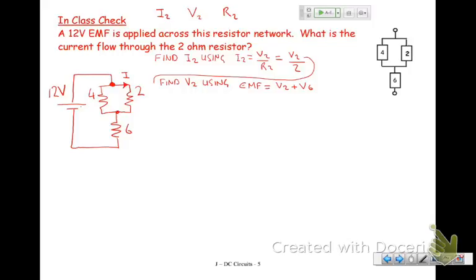The 12 volts is equal to the PD across that 2 plus the PD across that 6. Now, I've ignored the 4 because the PD across the 4 is the same as the PD across the 2. It's not in addition to it. It's like the same as.